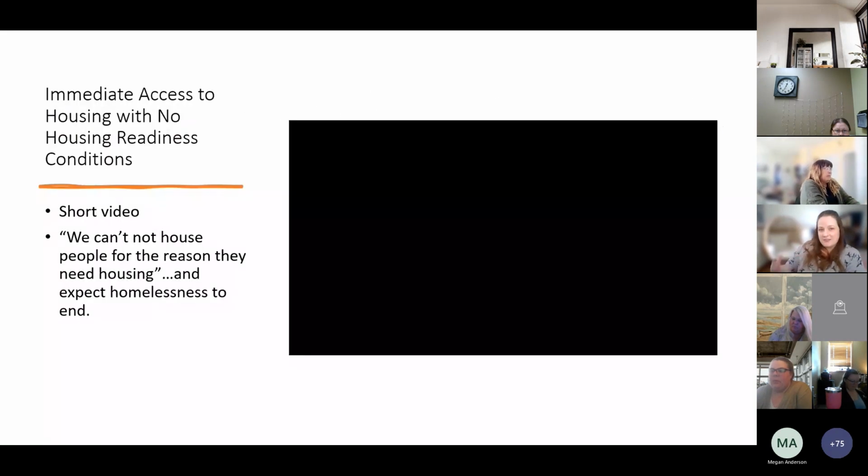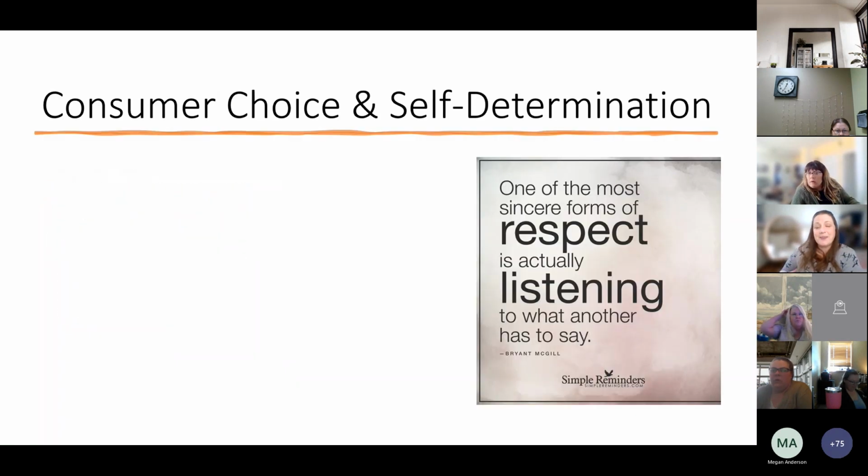So I think we've already talked in depth about that immediate access to housing with no housing readiness conditions. The second principle is this idea of consumer choice and self-determination.